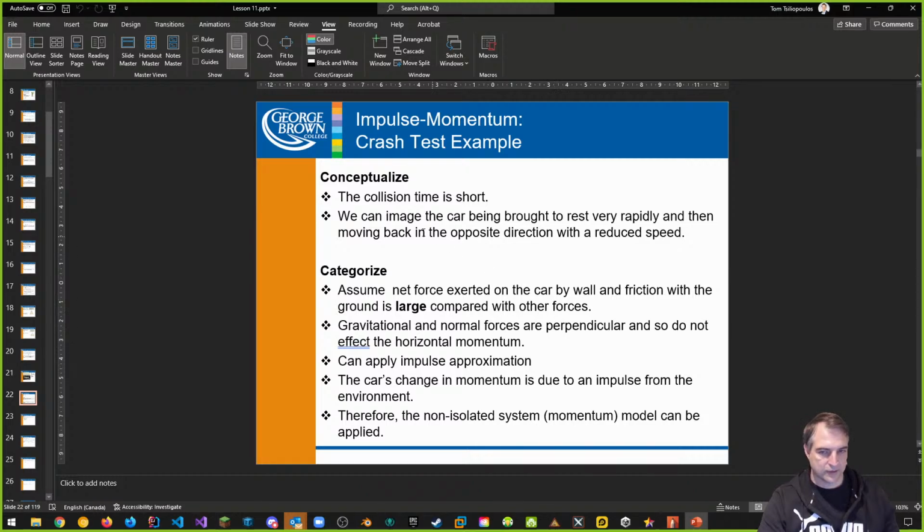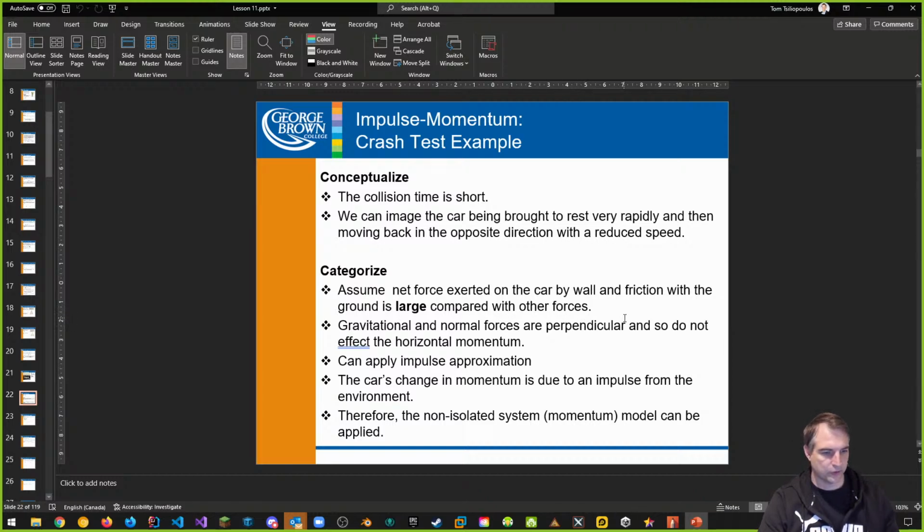So again, we conceptualize the collision time as short. We only have a very short time for it to collide; it's not like there's a continuous collision for very long. We can imagine the car being brought to rest very rapidly and then moving back in the opposite direction with a reduced speed. We assume the net force exerted on the car by the wall and friction with the ground is large compared with other forces. That makes sense, because think about the wall as the normal force: whatever force there is, almost all of it would come back out again.